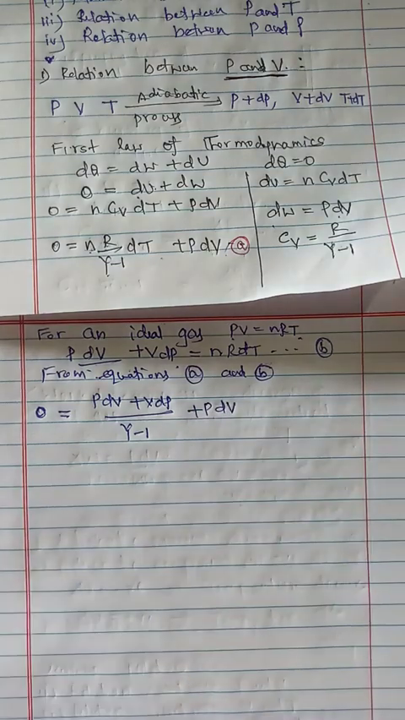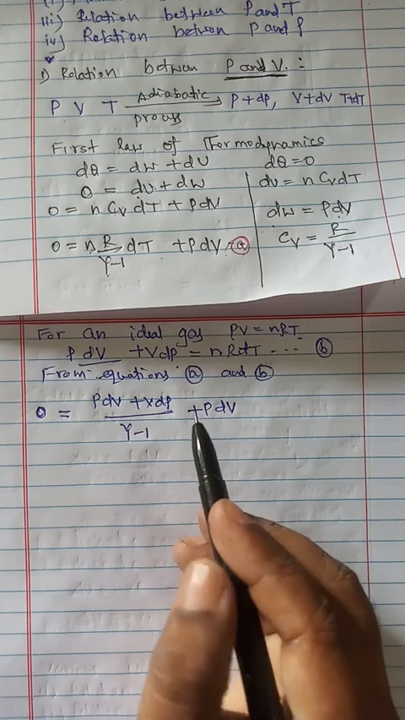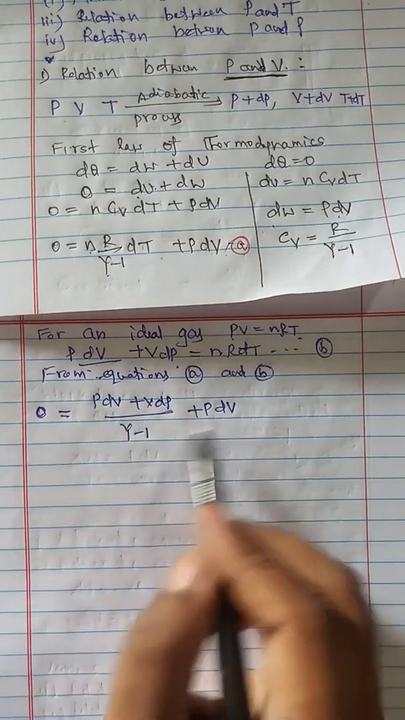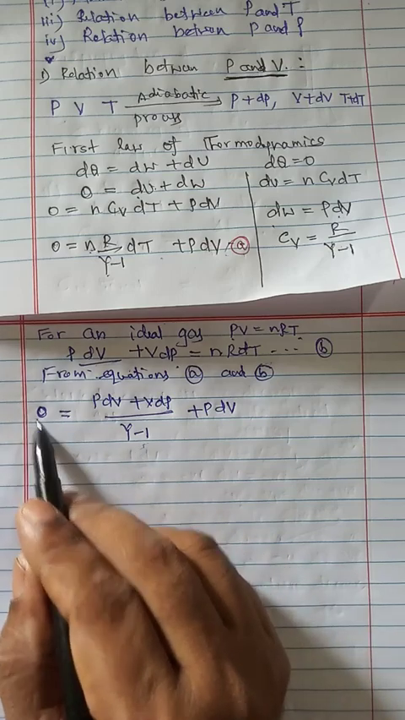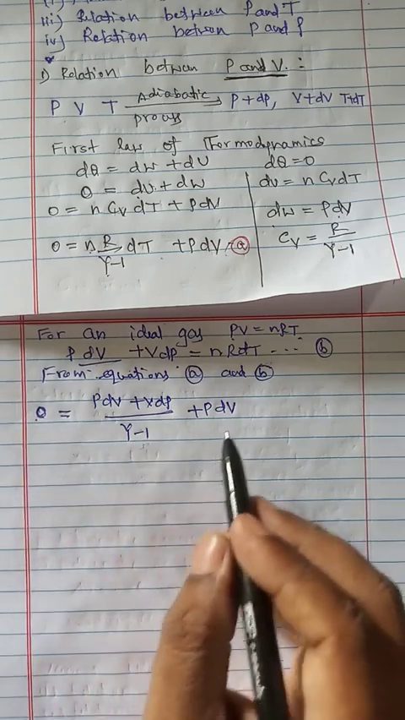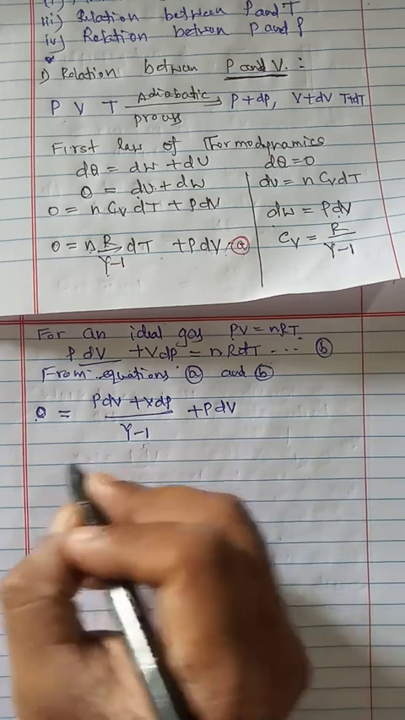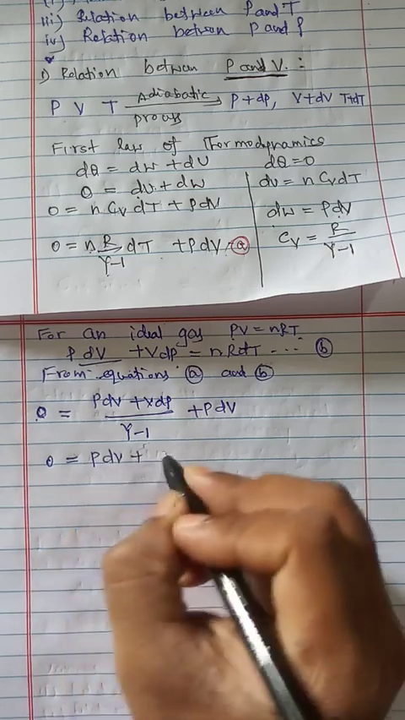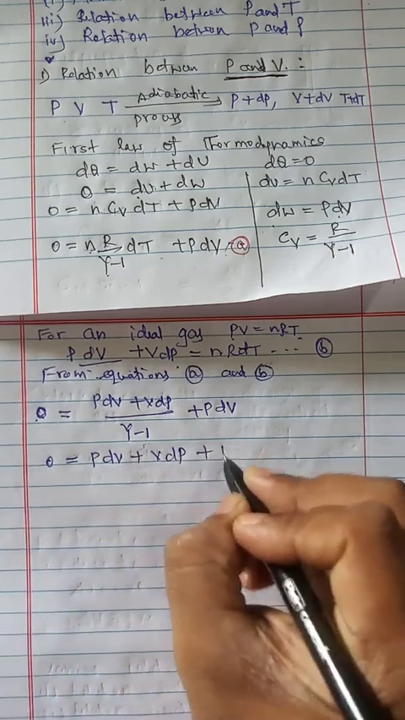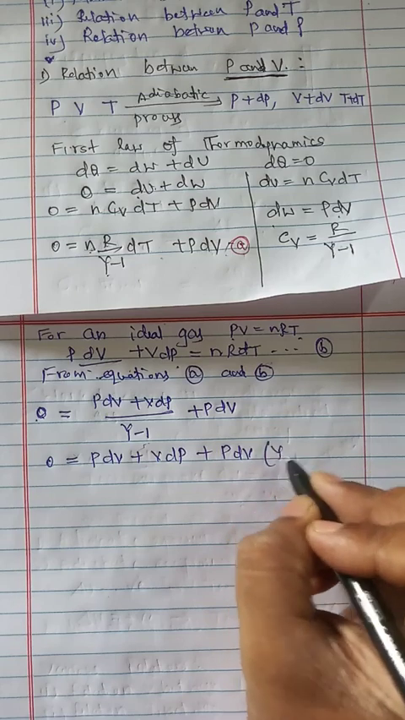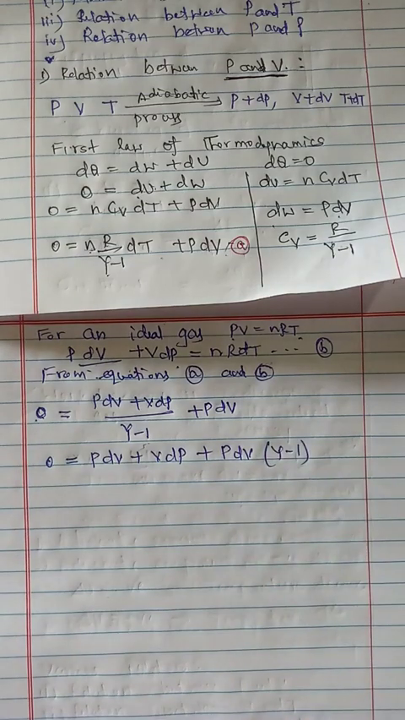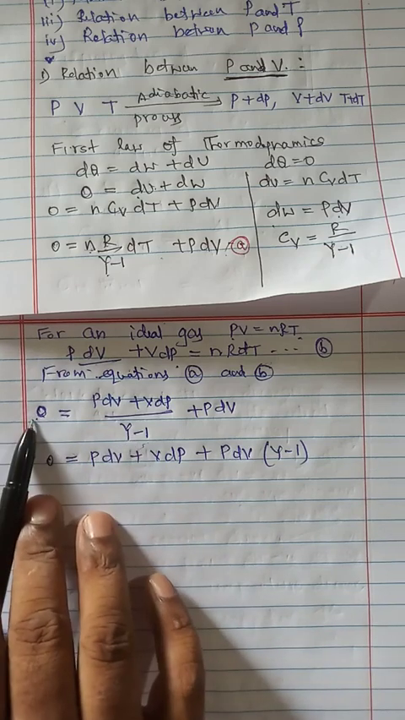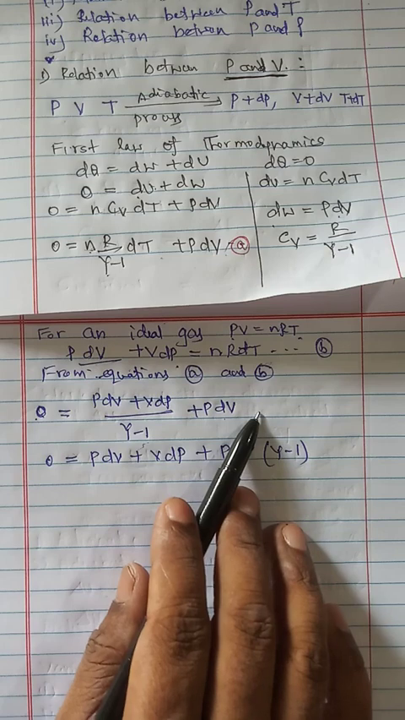On rearranging, children, you can take gamma minus 1 as the LCM. Gamma minus 1 comes towards the left hand side, and 0 into something becomes 0. So you can immediately write 0 is equal to P dV plus V dP plus P dV into gamma minus 1, when converting by LCM and simplification. Gamma minus 1 comes here and it becomes 0, so gamma minus 1 multiplies here.